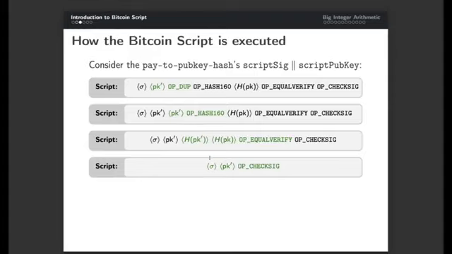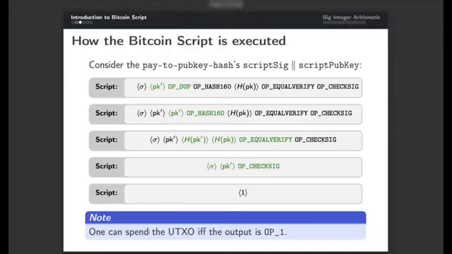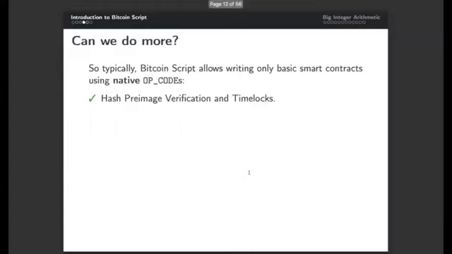Finally, once you have the signature and the public key, you can use the OP_CHECKSIG opcode to spend the coins. In case everything goes well, you get one. You can spend the UTXO if and only if the output of the concatenation of the scriptSig and scriptPubKey gives you one.